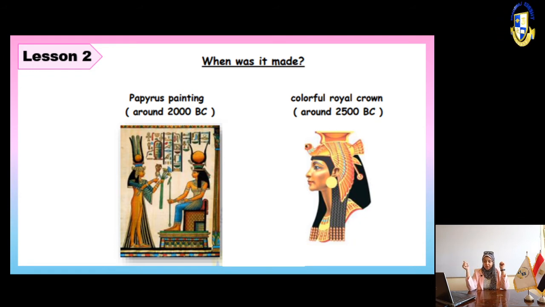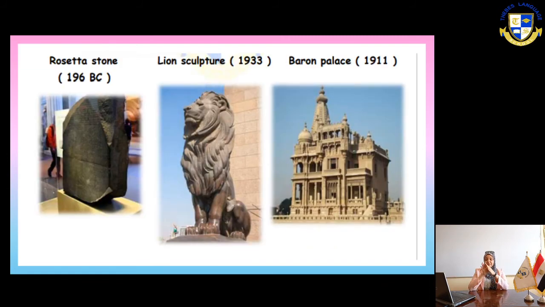The next one, the colorful royal crown. These crowns of the pharaohs, they had them around 2500 years BC. They are even older than the painting. We have these 3 modern sculptures. These things are actually not that modern, but they're newer than the last 2.